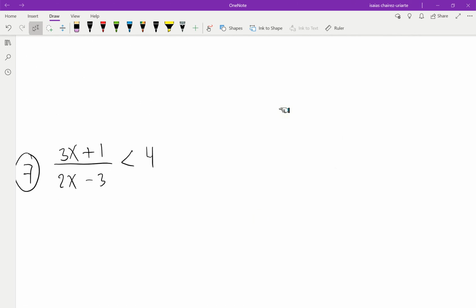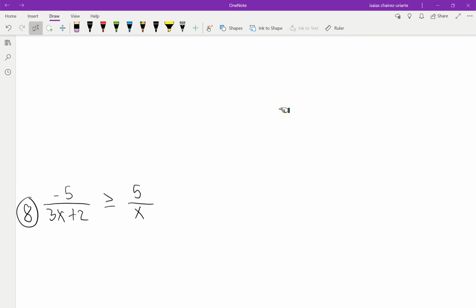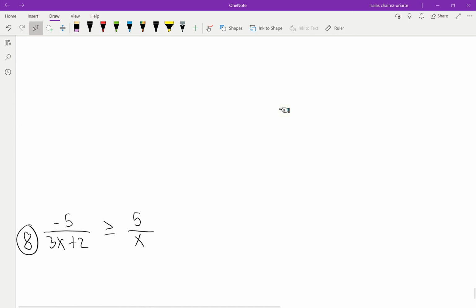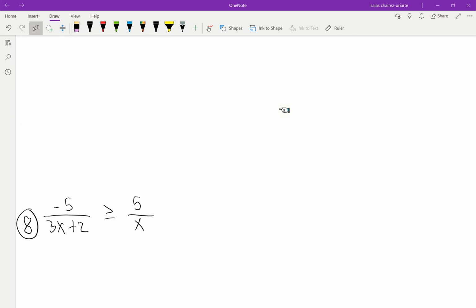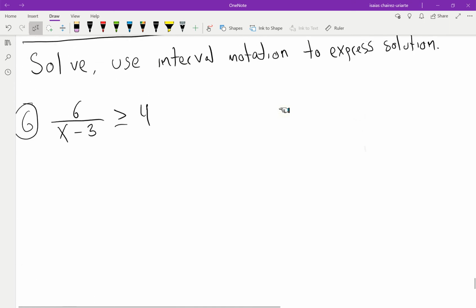So this is the next rational inequality. You should write it down. And then there is also this rational inequality right here. You should write all of these 3 rational inequalities down and try to solve them on your own. And then let's compare answers. And express your solution using interval notation.